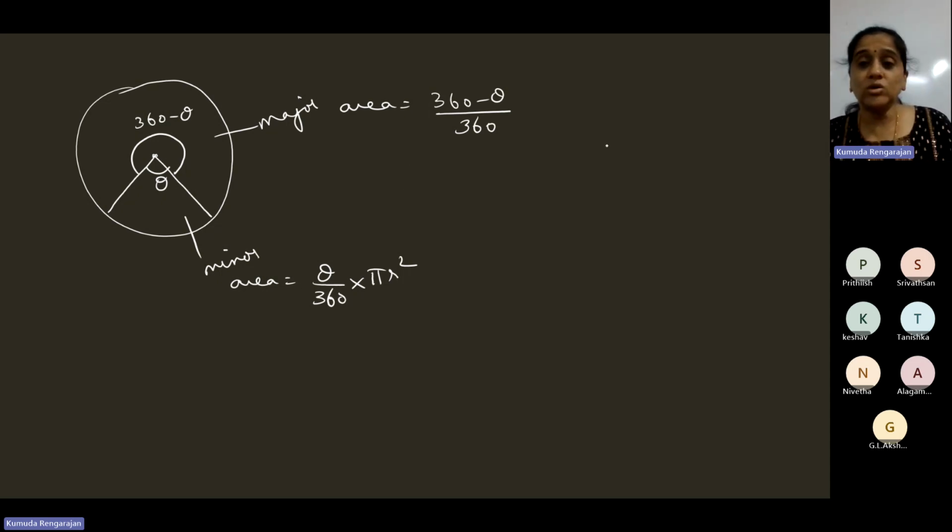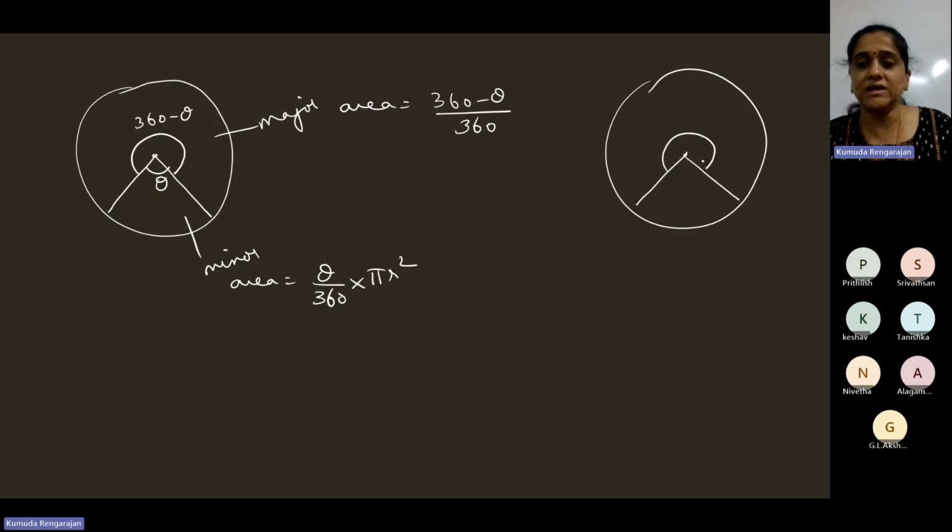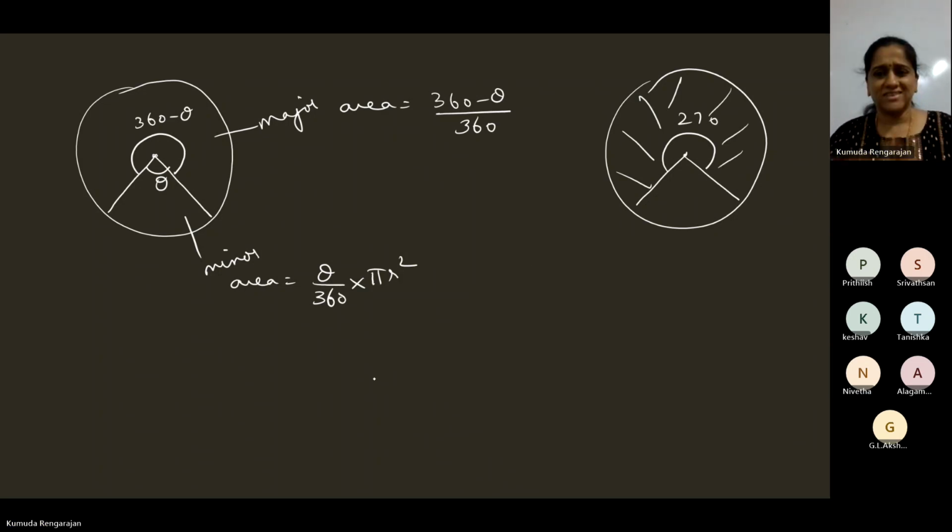Now, supposing you're given that sector angle directly, then you should not do 360 minus. Supposing this is given directly, say some 270, and you have to find the area of the sector. Don't do 360 minus 270. That sector angle is given directly. So theta 270 by 360. If this is confusing, what is this theta by 360? Sector angle by 360 into pi r square. General formula: whichever sector's area you want to find, that sector angle by 360 into pi r square.